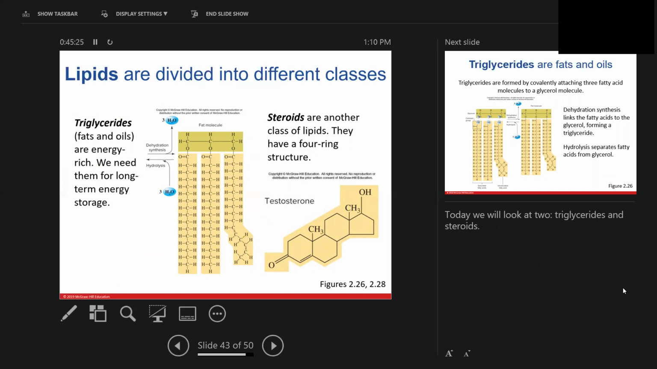Fats are energy rich, and we need them for long-term energy storage. You have to have some fat on your body or you will die, because it's needed for your different organs. If you ever go more than a couple hours without eating, you need to have that long-term storage there as a backup. You don't need a ton, but you do need some. And then you have fats and other lipids that show up in other ways. Things like steroids are another class of lipid, and they have this really cool four-ring structure. It looks totally different.